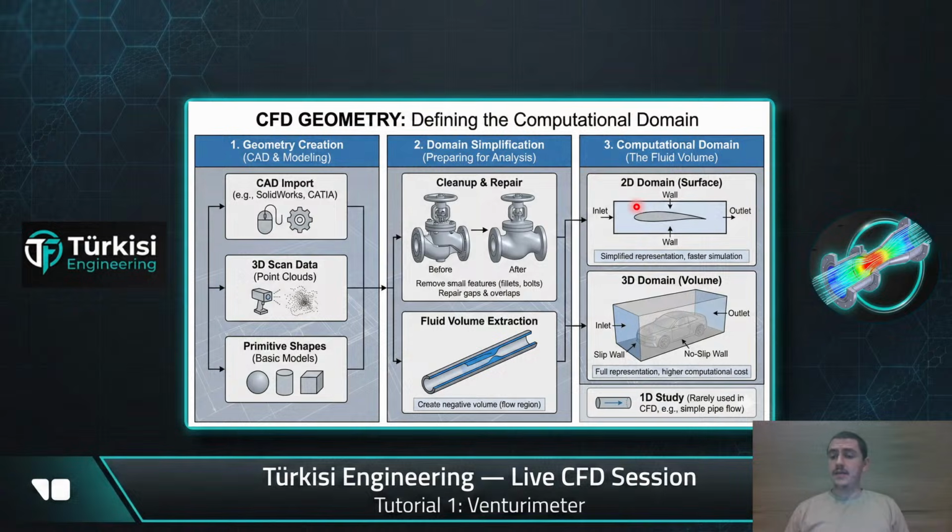Then we have the computational domain, the fluid volume, as mentioned here. A 2D domain surface can look like this. You have the walls of the solids, the enclosure, and the inlet and outlet. And a 3D domain can look like this. You have inlet, outlet, slip walls, and also non-slip walls.